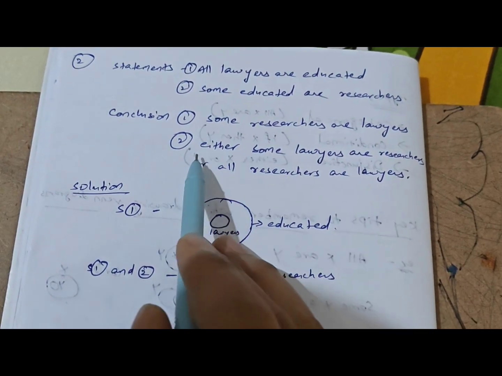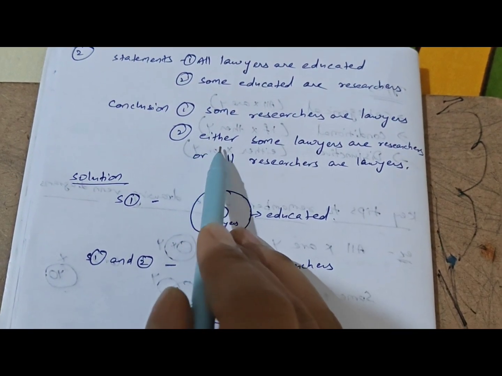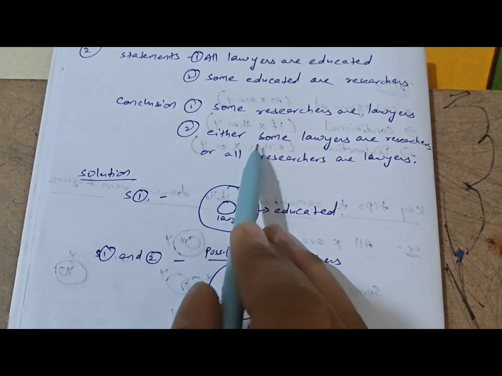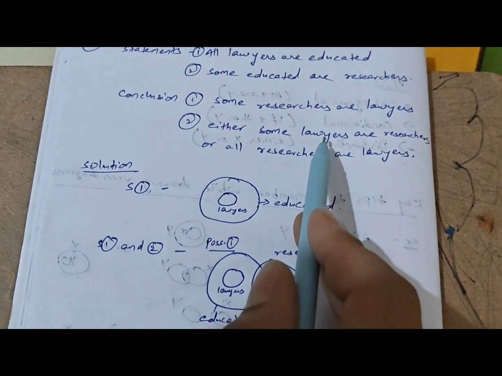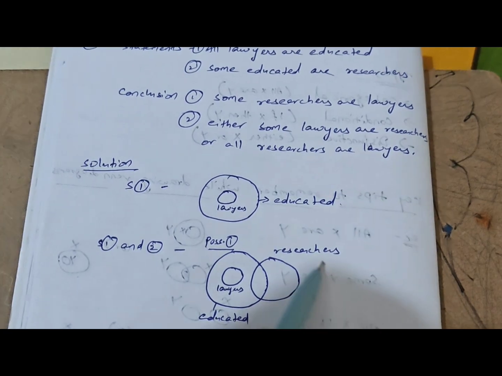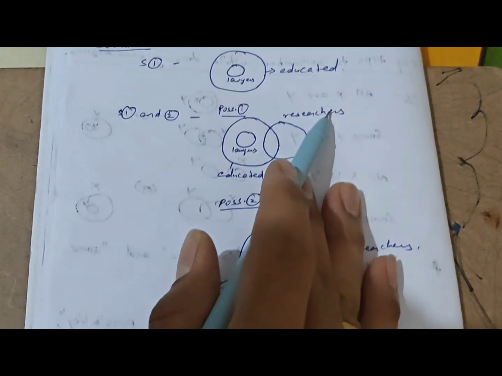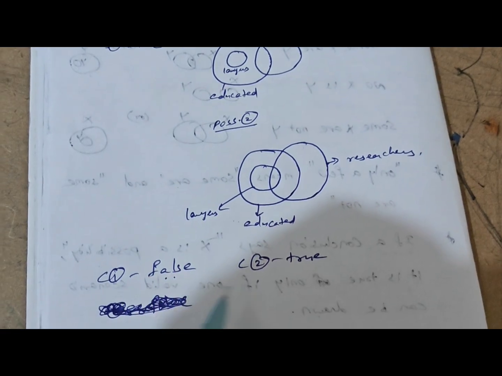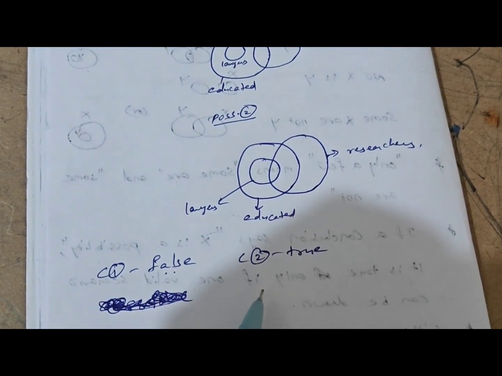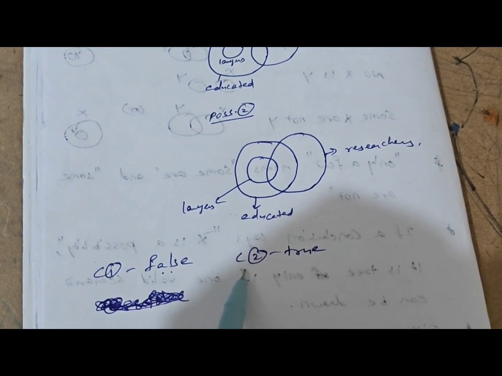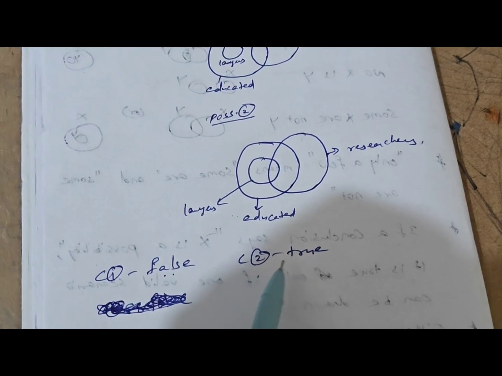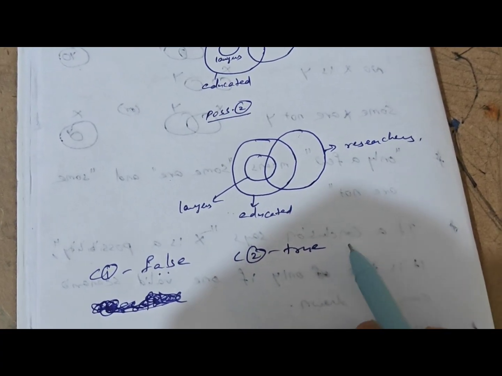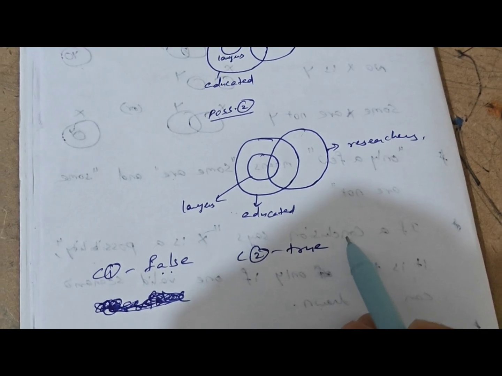As we have discussed earlier, for either-or cases, a conclusion is true only if there is one possible scenario which can be drawn. And here there is a possible scenario that some lawyers are researchers, and in conclusion 2 there is a term that some lawyers are researchers, so conclusion 2 holds true. And conclusion 1, some researchers are lawyers, is a false statement because it is a definite statement.